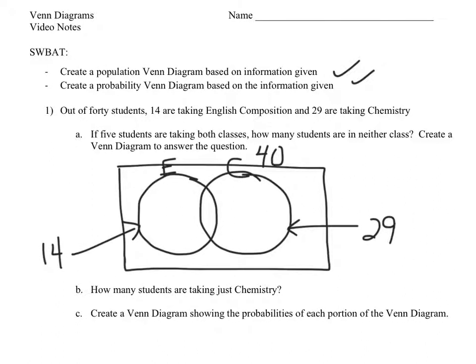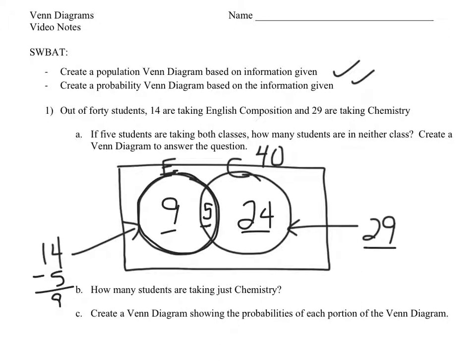Oh, so then if I read this one, 5 students are taking both classes. Well, that overlap is both classes. So now I can fill in the rest of my circles. So this full circle right here should be 14. So I do 14 minus 5 and I get my 9, because 9 plus 5 is 14. Same thing over here. This would be 24 because 24 plus 5 is 29. So we have all those together.